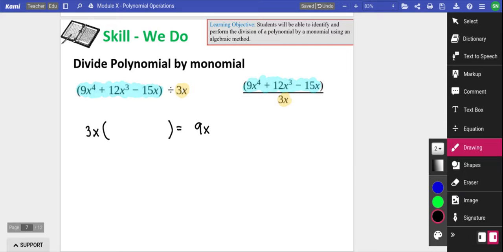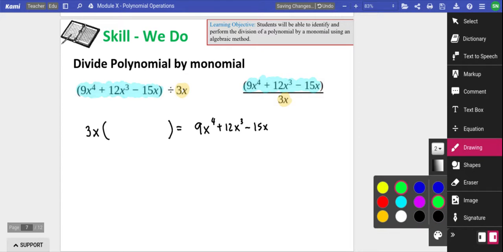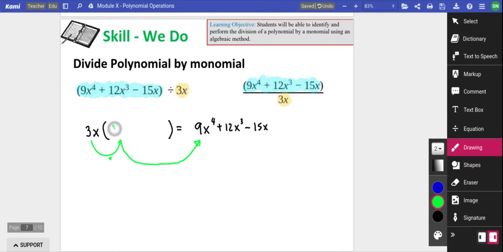3x times the answer will give us the original problem, which is 9x to the fourth power plus 12x cubed minus 15x. We are going to multiply 3x times a number, and whatever we get should be equal to 9x to the fourth power. So let's start: 3 times what number gives us 9? That would be 3. Next, we have x times what gives us x to the fourth power?